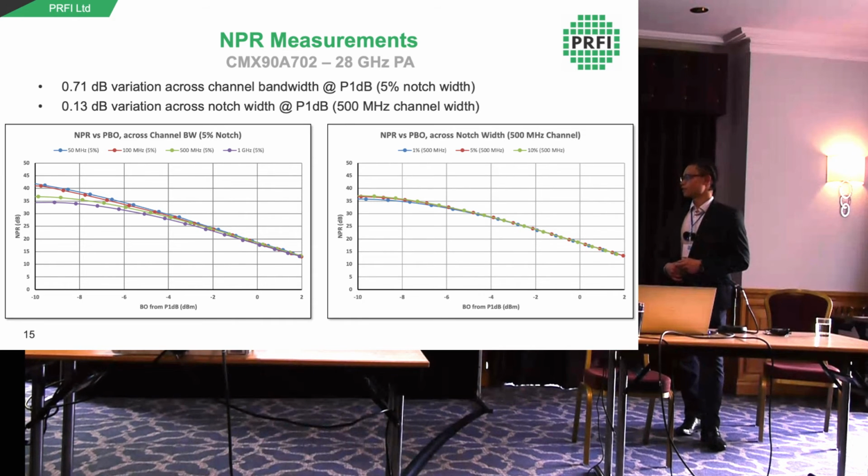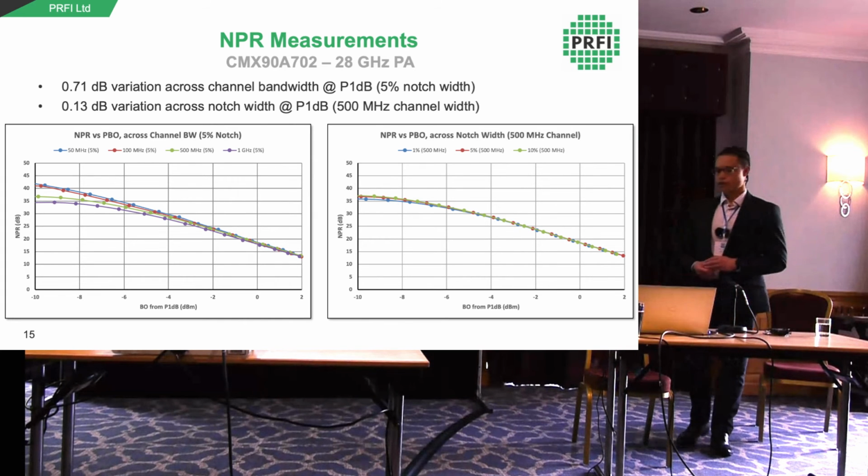So we see the best consistency for the constant notch width, constant channel bandwidth, which we kind of expect if the IMD tones generated by the nonlinearities of the PA are caused by the input signal. We have the least variation of the input signal when the notch width is varied slightly, whereas when we're varying the input signal from 50 megahertz to 1 gigahertz, we'd expect the nonlinear tones generated to be different. Yeah, you can see the variation there.